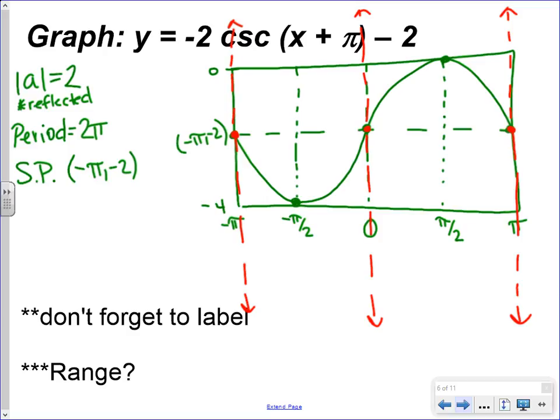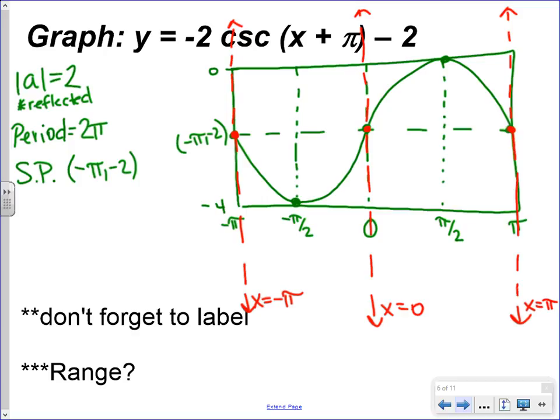And just like with our other curves, I make you label those 5 critical points. So in this case, we're going to label these 3 asymptotes, which we already know where they are. So this is x equals negative pi, x equals 0, and x equals pi.